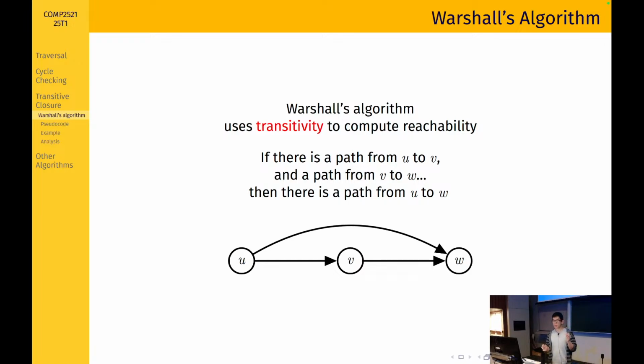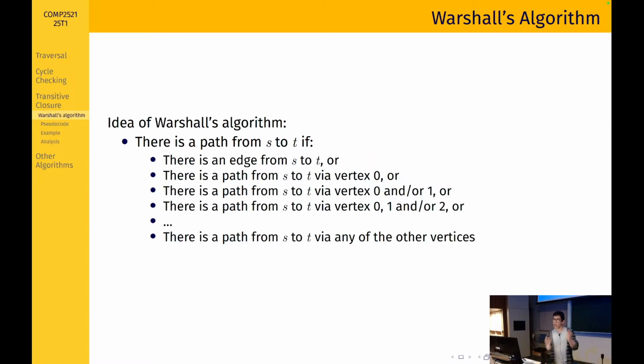But in order to actually use transitivity, you need some paths to exist already. If there aren't any paths in the graph to start with, then you can't apply this rule. So what are the paths that we actually get to start with when Warshall's algorithm begins? It would be the edges. If there's an edge from S to T, that means that there is a path from S to T.